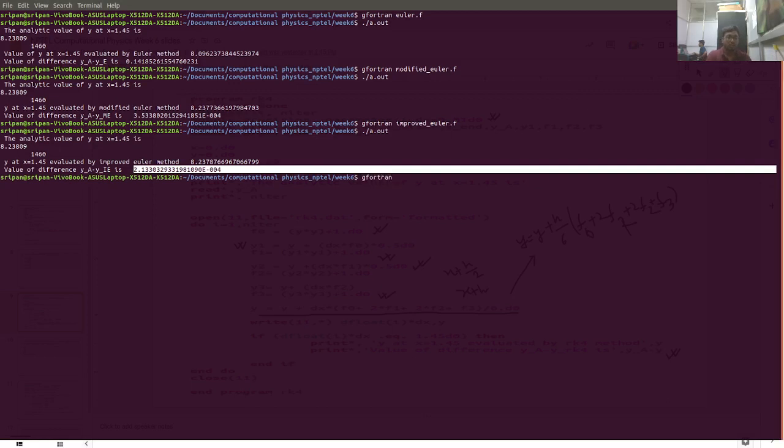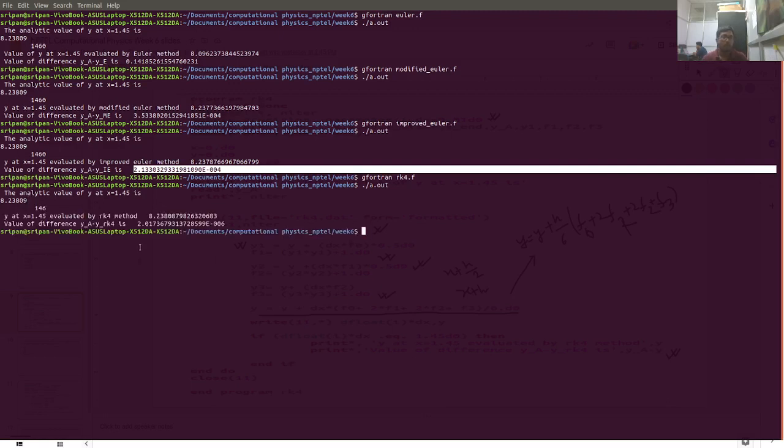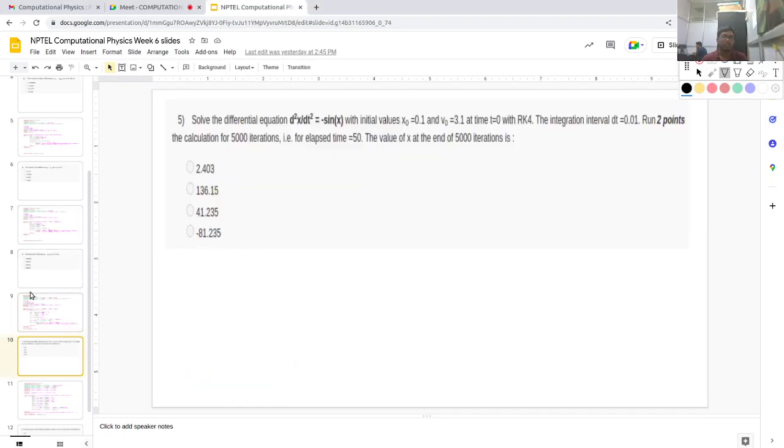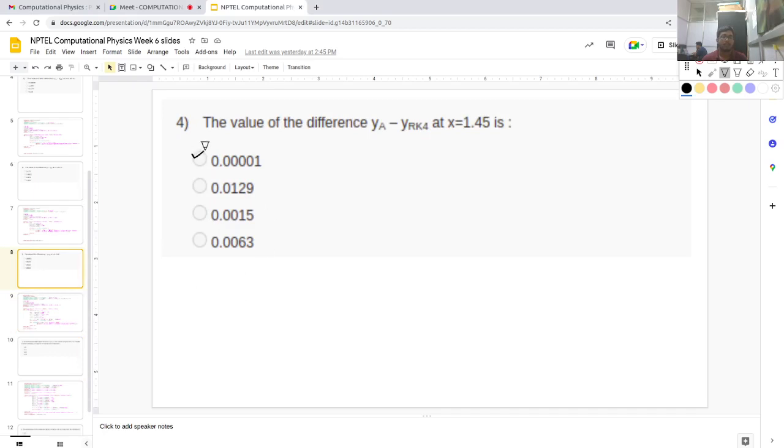Fortran rk4.f, so ./a.out, again I am going to give the value of 23809, so it will be 2.17 × 10^-6. So it is not exactly matching the solution or the options given in the question, but the order is almost the same for this one, so this will be the correct answer.